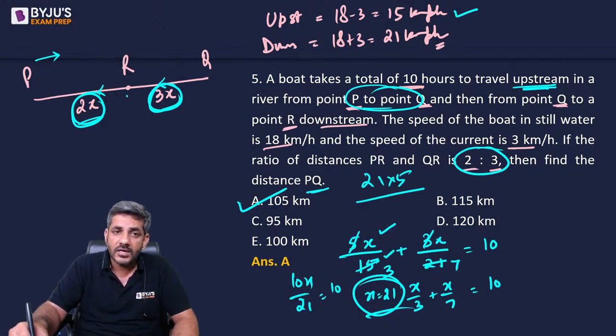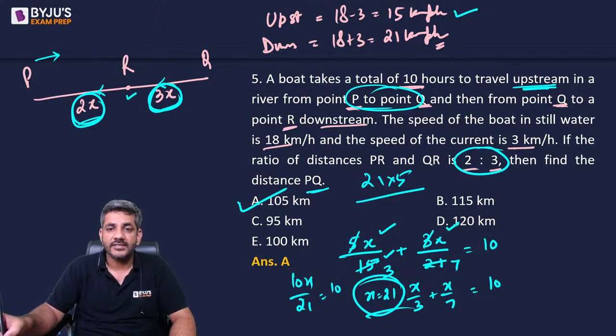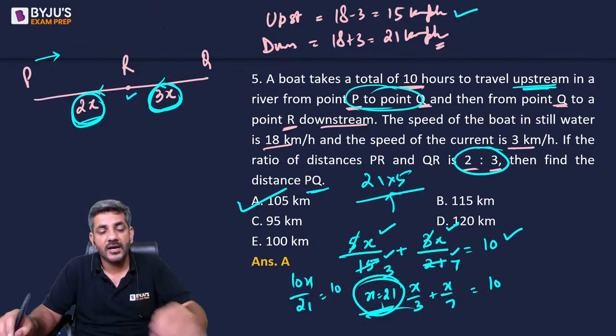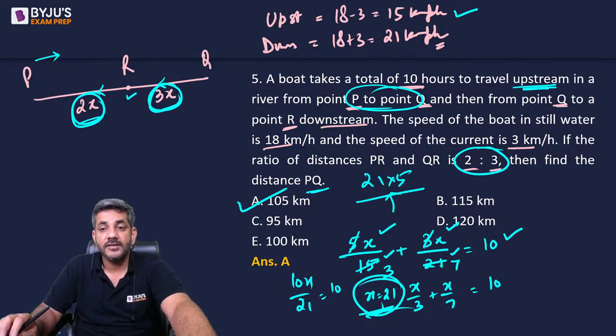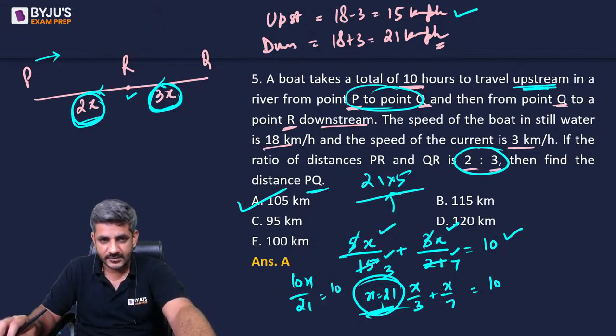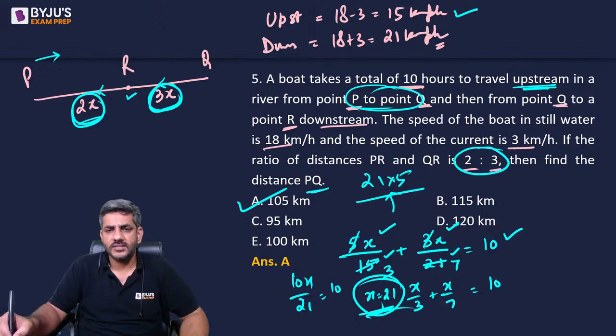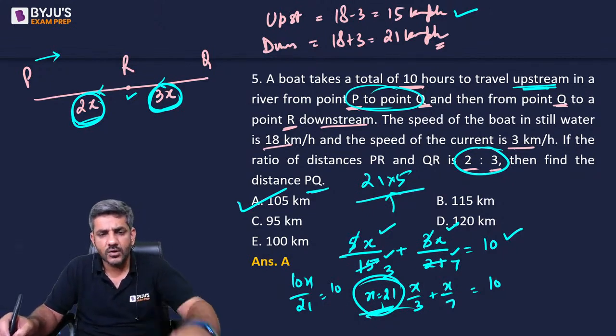And he came back only till point R. So he traveled 3x at the downstream speed, which is 21. And total time is 10. By equating it, I got x as 21. And because the total distance is being asked, which is 5x, so 5 into 21 is the correct answer. Okay. Now, how would I do this question in a slightly easier way? Let me talk about that as well.